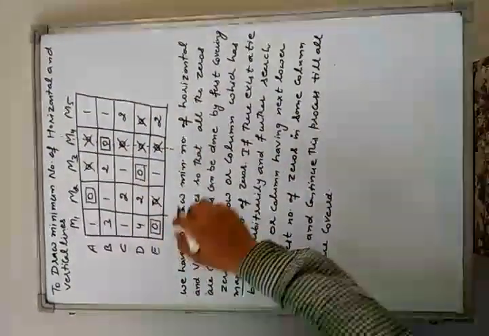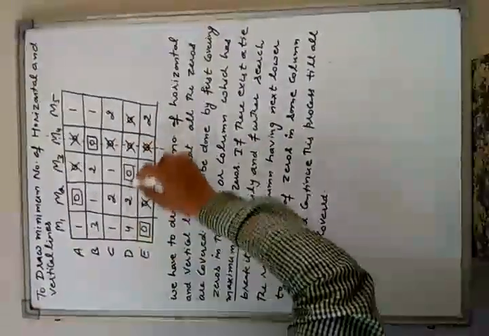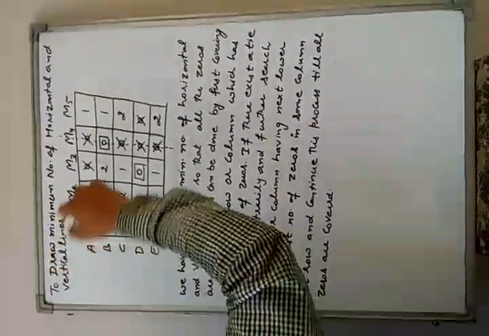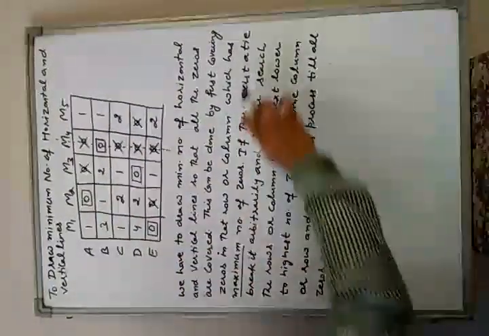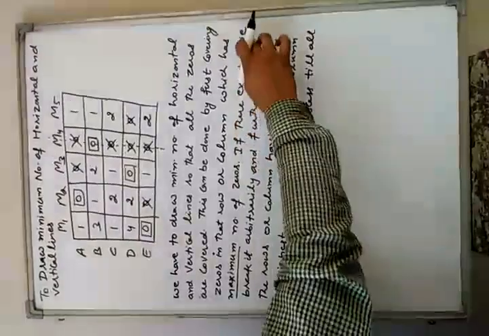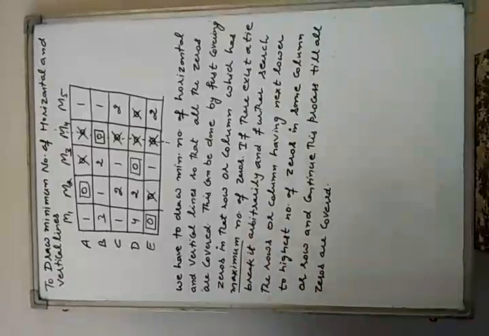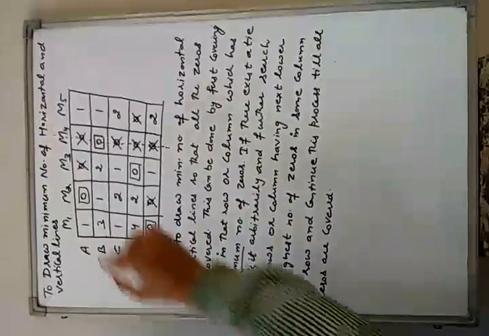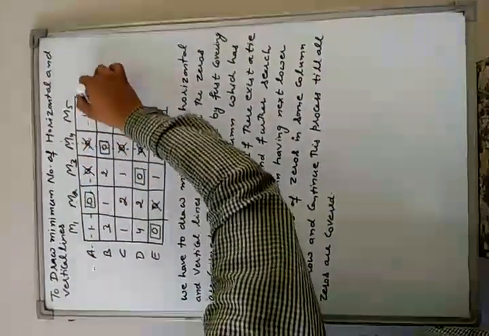After that, we will again search. Here 2 zeros, no zero, no zero, here 1, 2 zeros, 2 zeros. Here in all three rows, we have 2 zeros. Now this is the case of a tie. If there exists a tie, break it arbitrarily. Draw a vertical or horizontal line arbitrarily. Like this, we will draw a horizontal line in this case.